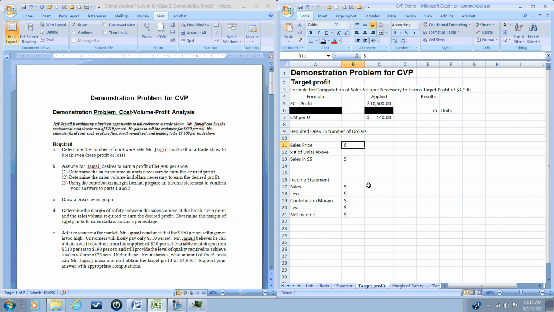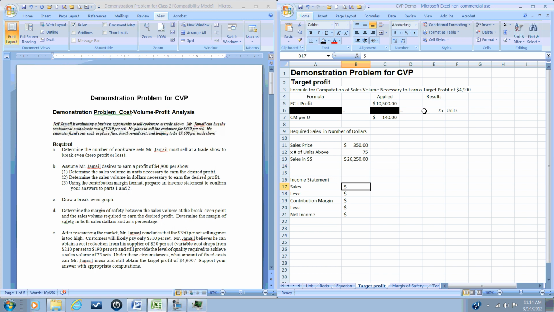So what does this equate to in sales dollars? Well, our selling price, remember, was $350. We need to sell 75 units to meet our budget. So our sales in dollars will be the sales price times the number of units we need to sell to achieve our budget results. And that will equal $26,250.